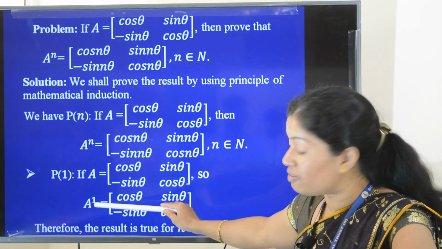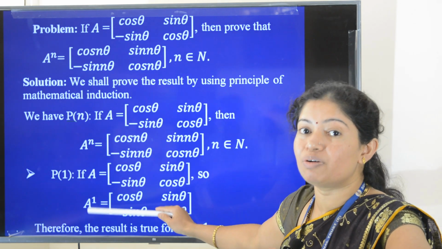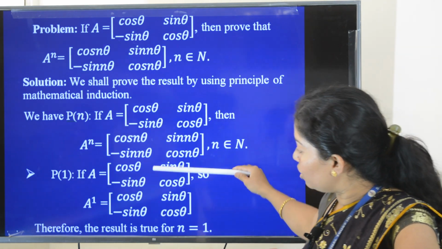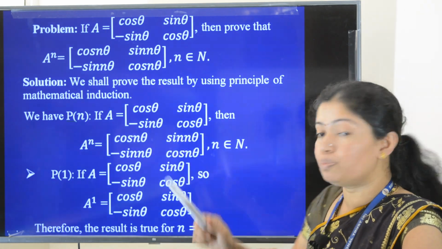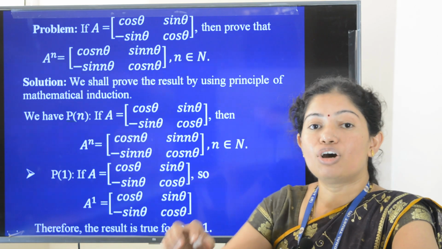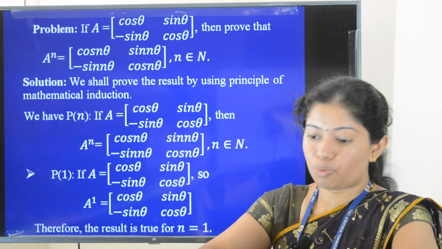What is A to the power n? A to the power 1. A to the power 1 is A only. And you can see here, these two matrices are same. So what you proved? You proved this result for n is equal to 1.